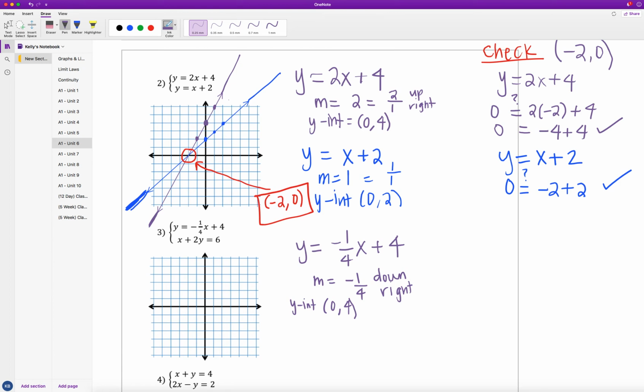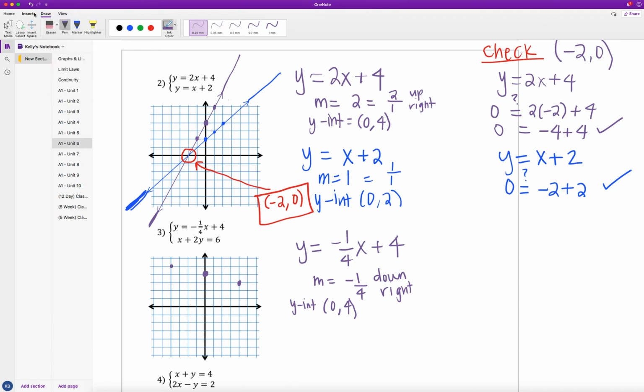And I got this information quickly because my line was in slope-intercept form. So I'll start up here at (0, 4), and I'll put a dot. There's my y-intercept. Now from here, I'm going to go down 1 and to the right 4. 1, 2, 3, 4. And I have my second point. If you wanted to move where the negative sign was, you could also go up 1 and then to the left 4 would be another way to do this.